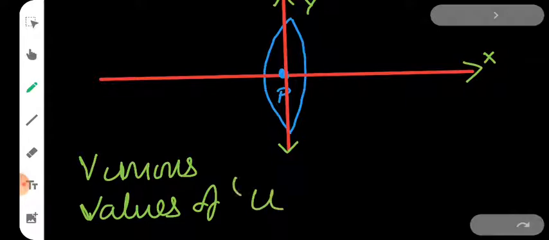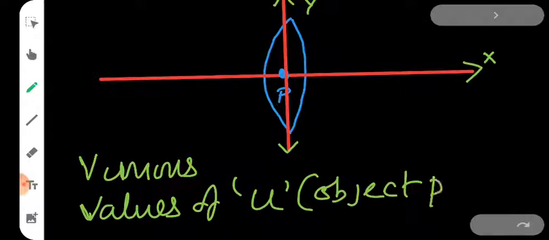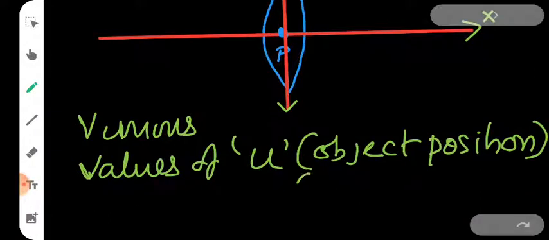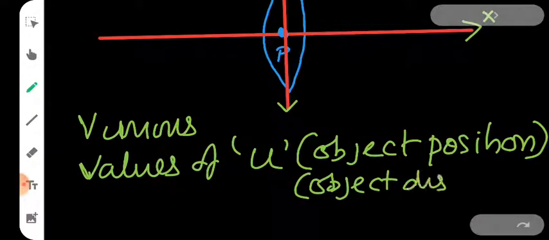What was u? u was the object position or the object distance. I would prefer calling it object position because there is a typical reason for why it is called object position instead of object distance. But in your exams, this will be mentioned as object distance. So don't get confused. I am going to write that too. This can also be referred to as object distance. So take that too.